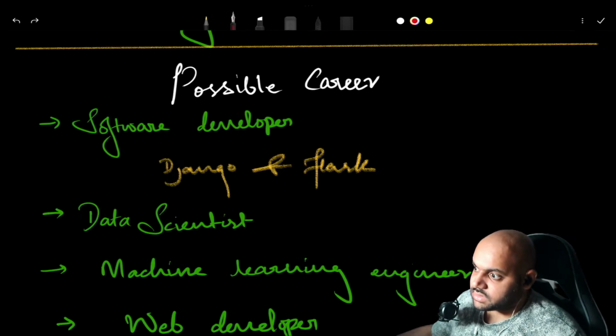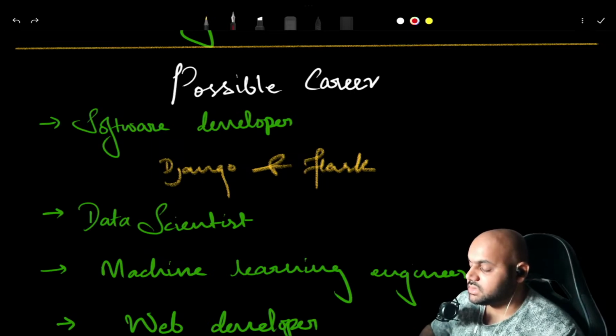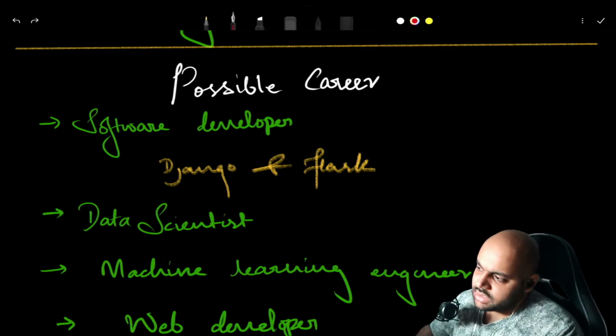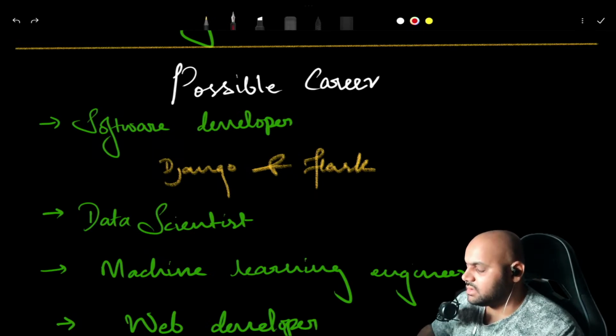So next is machine learning engineer. A machine learning engineer is a person who builds and deploys machine learning models into automated tasks, and they make predictions and create intelligent applications. They heavily depend on Python for this. They use libraries like TensorFlow, Keras, PyTorch, and whatnot.